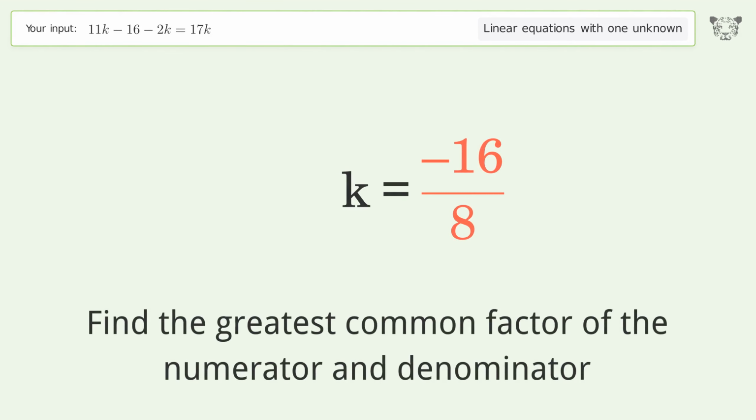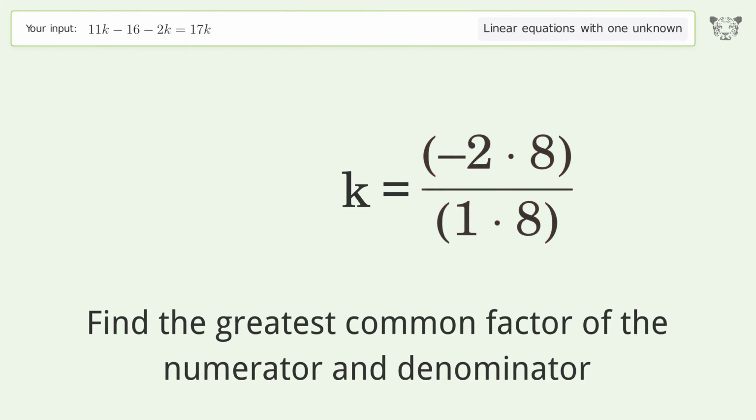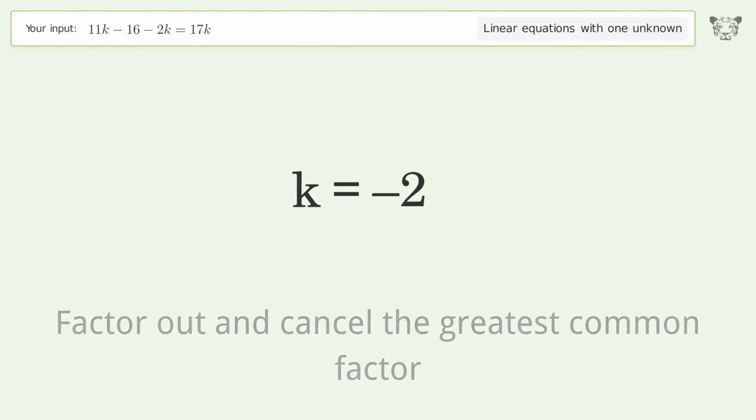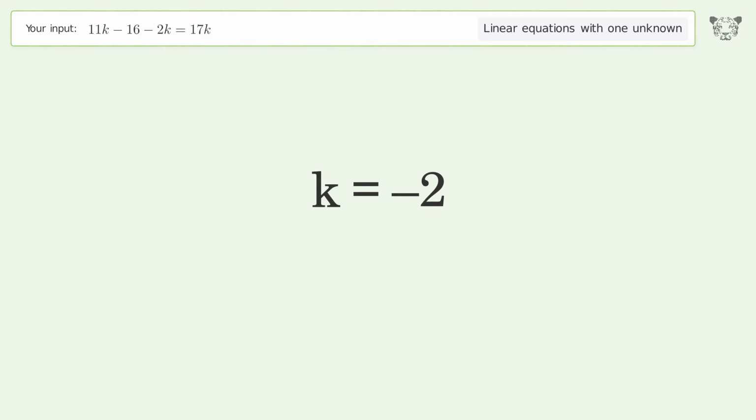Find the greatest common factor of the numerator and denominator. Factor out and cancel the greatest common factor. And so the final result is k equals -2.